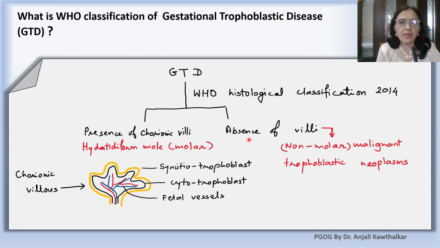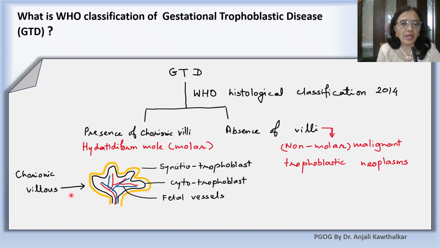Second type is when there are no chorionic villi seen, absence of the villi. So it is a non-molar type of gestational trophoblastic disease, which is malignant trophoblastic neoplasm. So it has malignant trophoblastic neoplasms, that is non-molar type of the GTD. Whereas this hydatidiform mole is the one where the chorionic villi are identifiable under microscope.